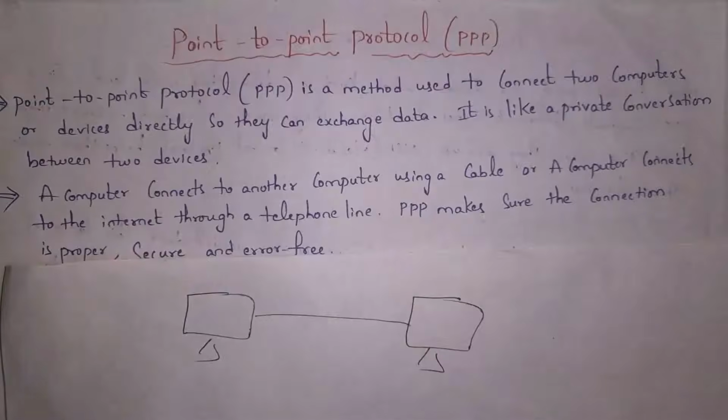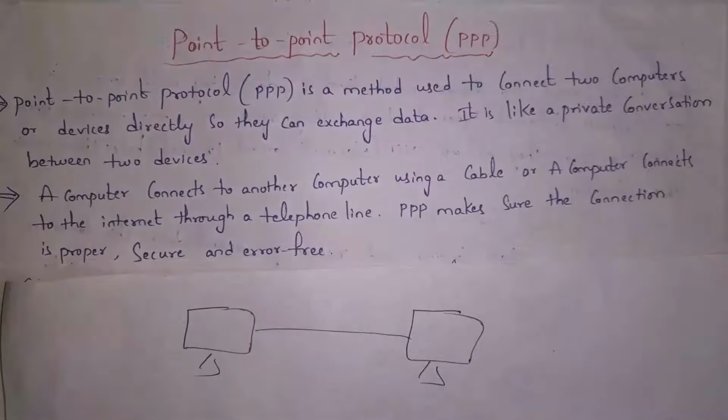For example, I want to send some files to my friend's computer. So I will connect my computer with my friend's computer directly by using a cable. And then I will transfer files to my friend's computer. As only two computers are communicating directly by using a cable, this is a private connection because no one else is involved. So by using point-to-point protocol, two devices can communicate with each other properly, securely and error-free. There will not be any errors in data transfer.